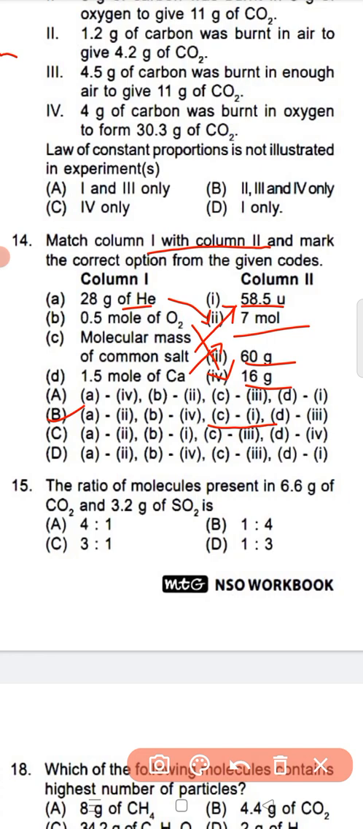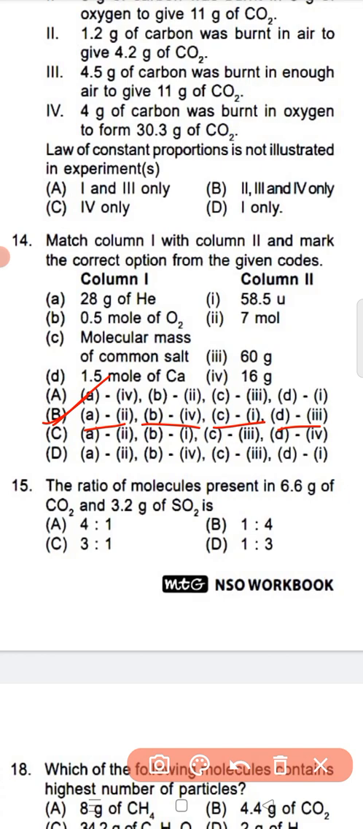So question number 14, option number B is the correct answer. So I think all of you can understand that question number 14, option B: A2, B4, C1, D3. This is the correct answer. Now we are coming to question number 15.